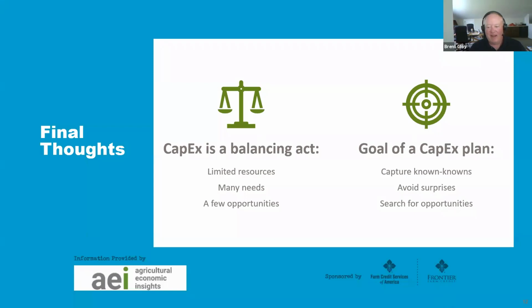So the goal of our capital expenditure plan is to capture those known knowns, those things we know are coming. We want to avoid surprises, and allow us to search for those opportunities and do the things that really do add the greatest amount to our bottom line.